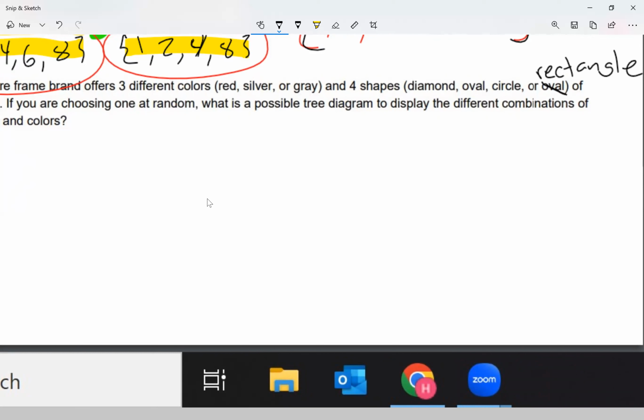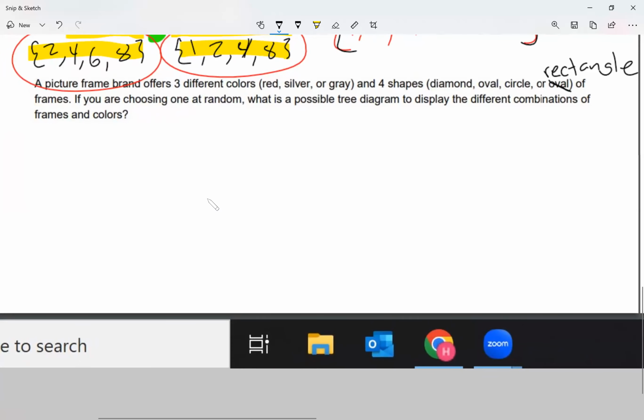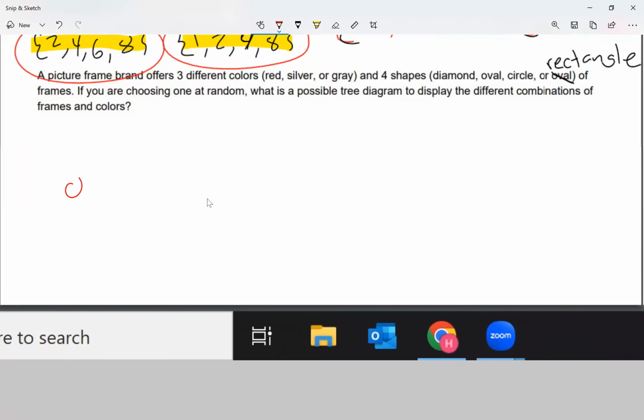So it's either red, silver, or gray. And my 4 shapes are diamond, oval, circle, or rectangle. Okay, those are the shapes that I can get. If you're choosing one at random, what is a possible tree diagram to display the different combinations of frames and colors? So what I'm going to do, I'm going to draw myself. Let's say I'm right here. Now, on your choices, you don't have to draw yourself.